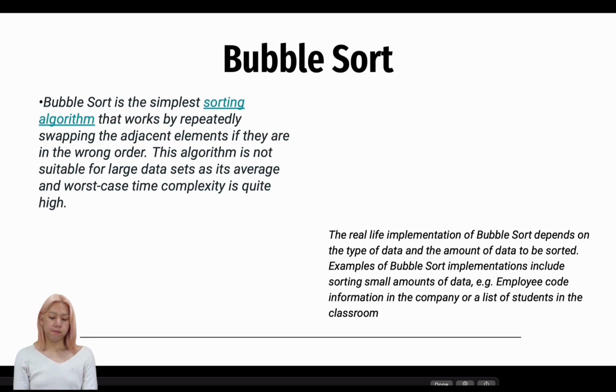The real-life implementation of bubble sort depends on the type of data and the amount of data to be sorted. Examples of bubble sort implementation include sorting small amounts of data, employee code information in a company, or a list of students in the classroom.